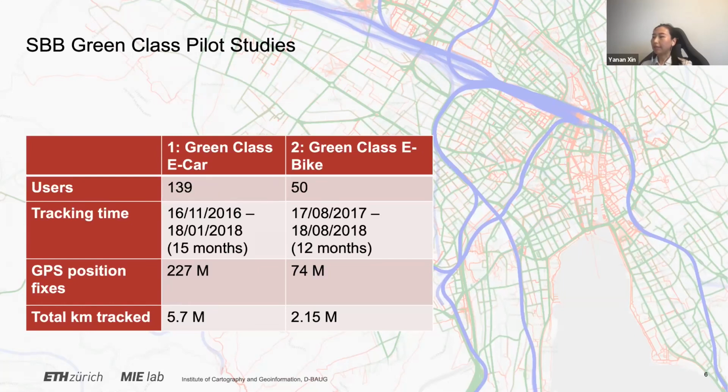As part of the pilot study, all participants installed a tracking app on their phone and agreed to label the recorded GPS tracks with the mode of transport and a high-level description of the trip purposes. As shown in the table, the first Green Class ecar pilot study has 227 million GPS position fixes, and the second tracking study resulted in 74 million GPS position fixes.